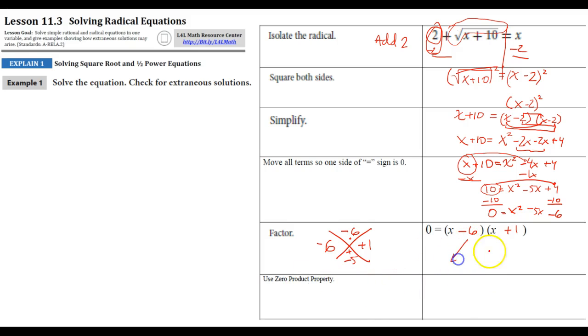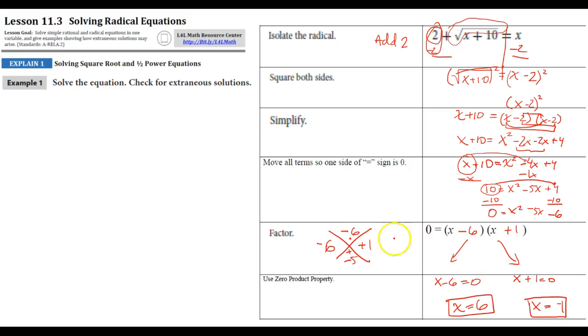So we're going to set this and this equal to 0. And we are going to solve each one of those out. So go ahead and pause here. Take some time to do that. And unpause. We'll find that that's positive 6 and negative 1. Last part we're going to do is just to check for extraneous solutions.